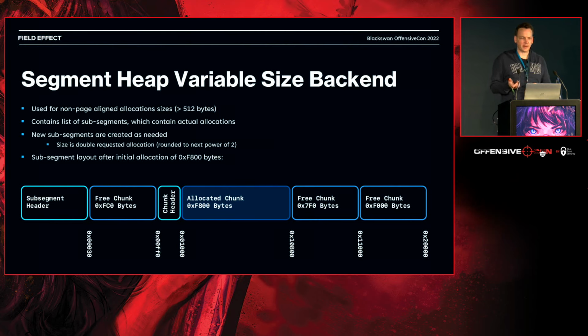So the variable size backend, I'm running long, eh? This is used for allocations that are bigger than 512 bytes and not page-aligned. It's made up of a whole bunch of subsegments, which get created when new allocations come in, and these subsegments will hold a bunch of individual allocations. As bigger allocations come out of them, you're going to get these free chunks created. There's a bunch of details with why they try to keep the big chunks page-aligned, and that's why you end up with these multiple sections of small free chunks.